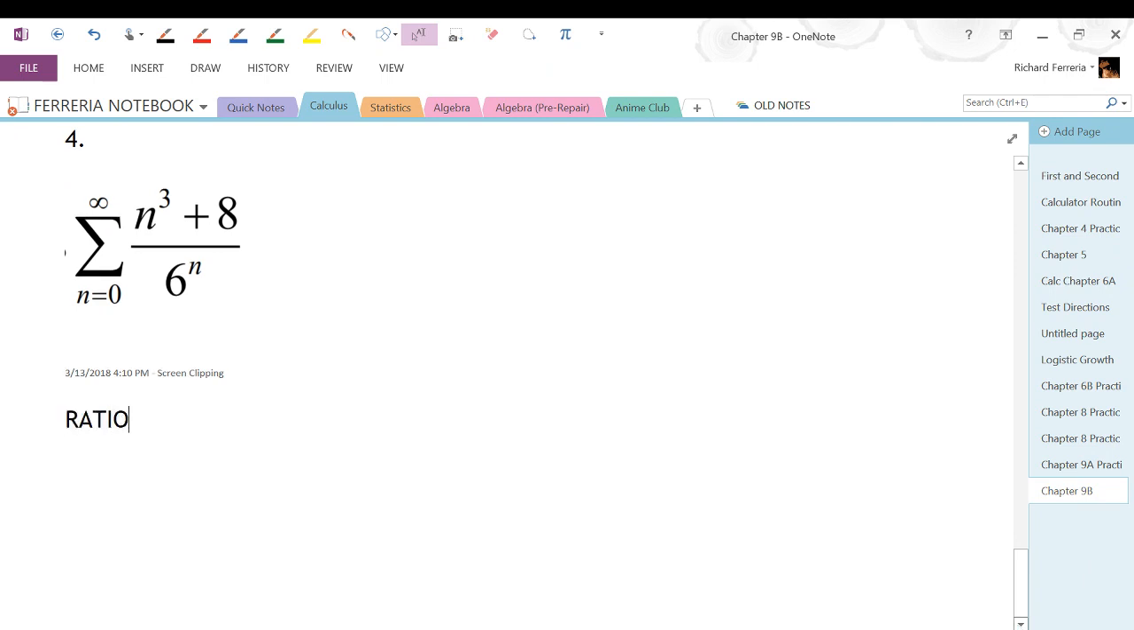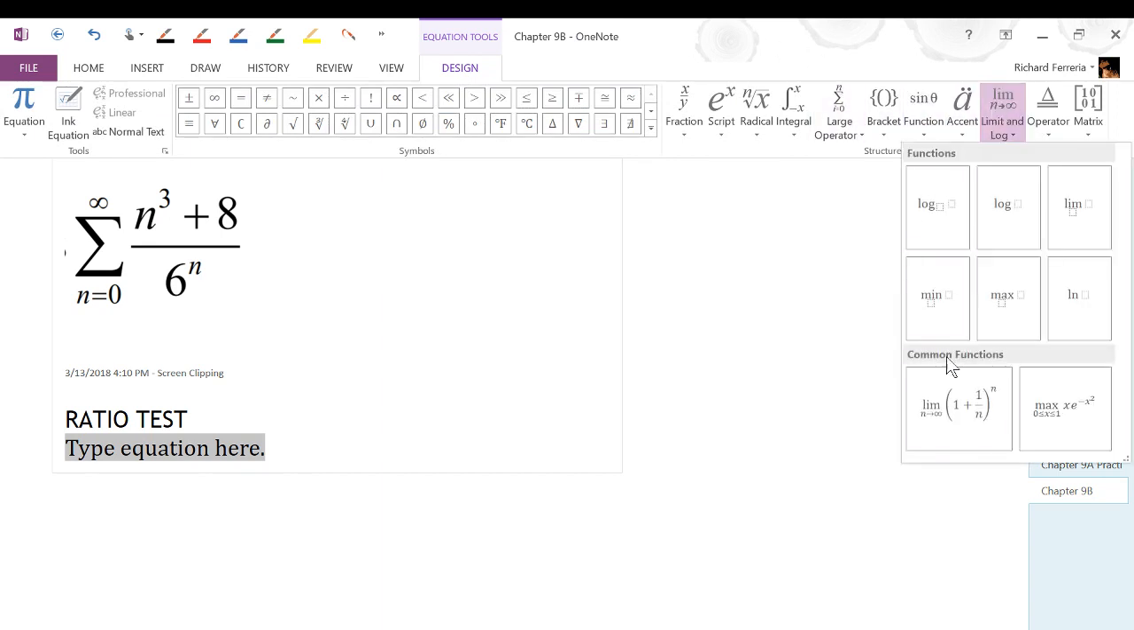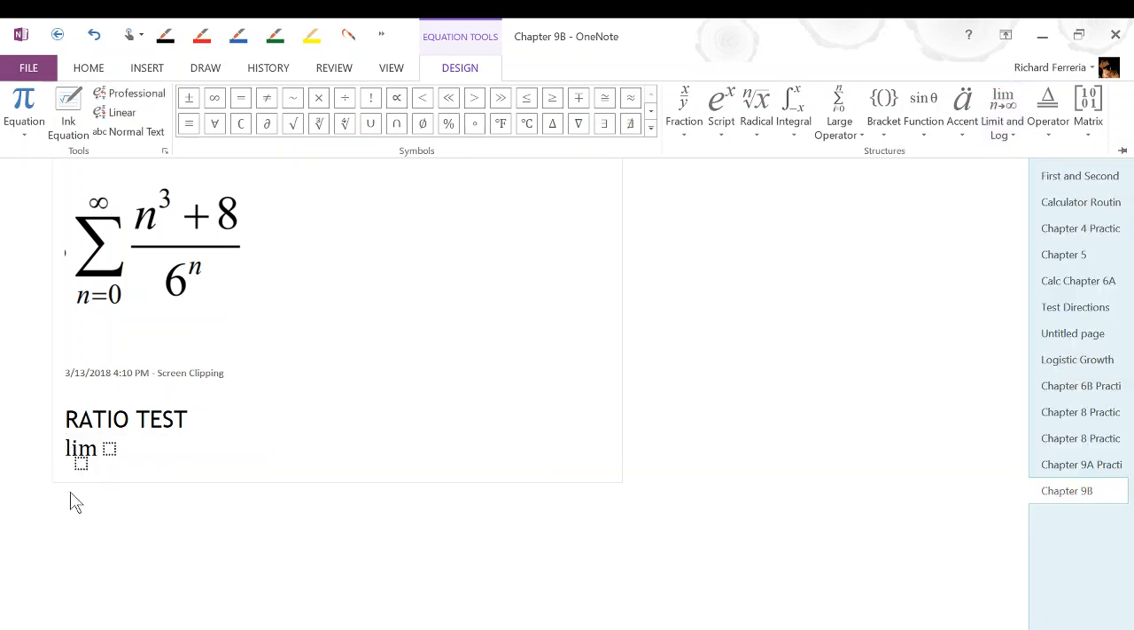Ratio test. We're going to take a limit. See, why isn't limit as n approaches infinity one of the common ones? It's way more common than this one. What is that? That's e. Is there more hidden that I don't even know about? No. Can I customize this? I don't know. Let's not take the time to find out.